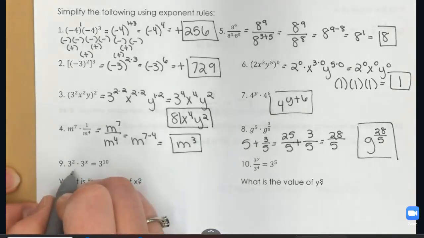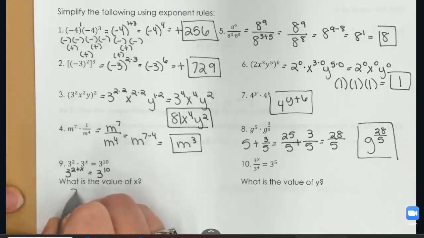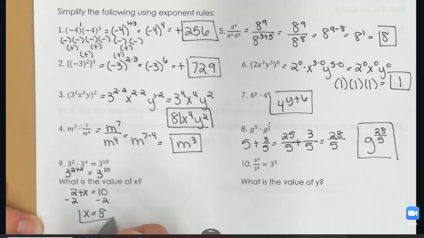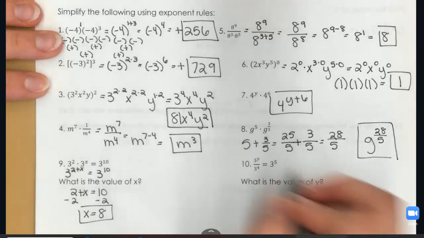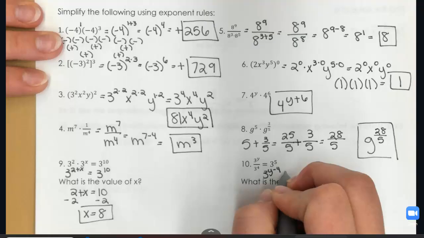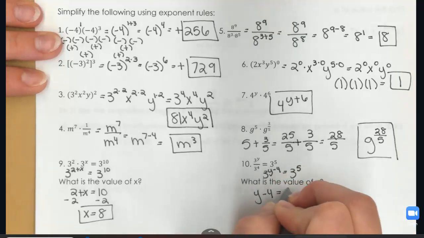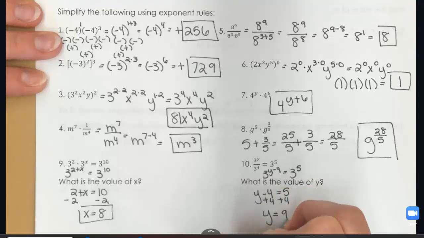3 squared times 3 to the x, that would be like 3 to the 2 plus x power. So if that's equivalent to 3 to the 10th, that means that 2 plus x has to equal 10. And I can solve for x as being 8. The next one is similar, except it's my quotient rule. If I have 3 to the y divided by 3 to the 4th, that means 3 to the y minus 4 is going to be equivalent to 3 to the 5th. So y minus 4 must equal 5, and therefore y is 9.